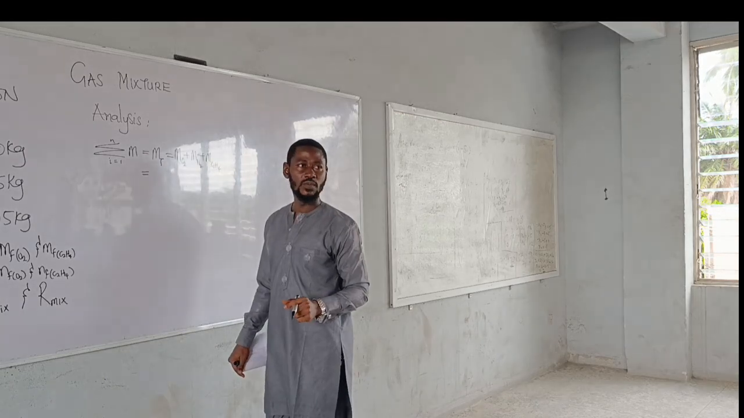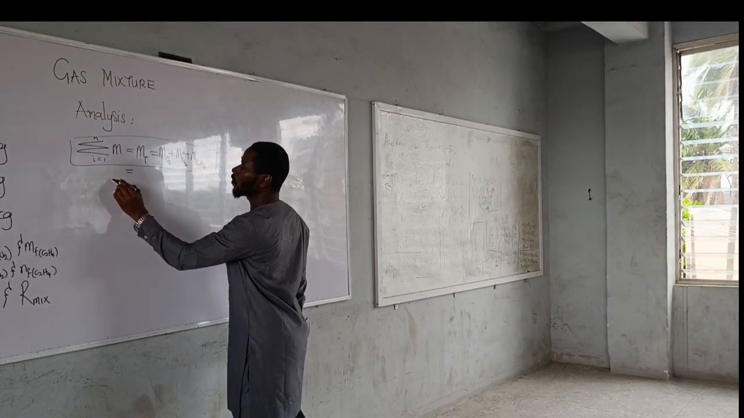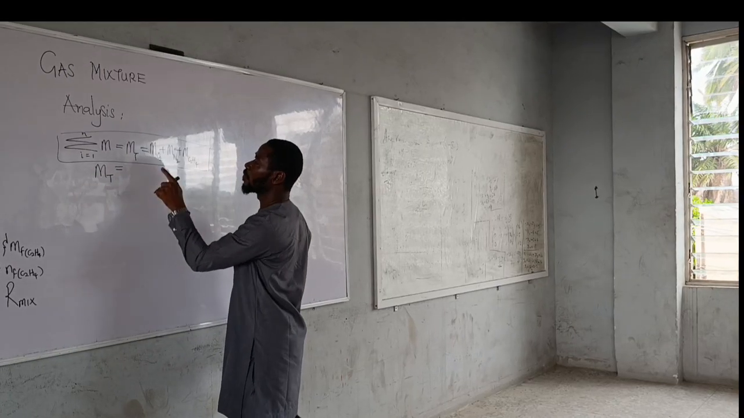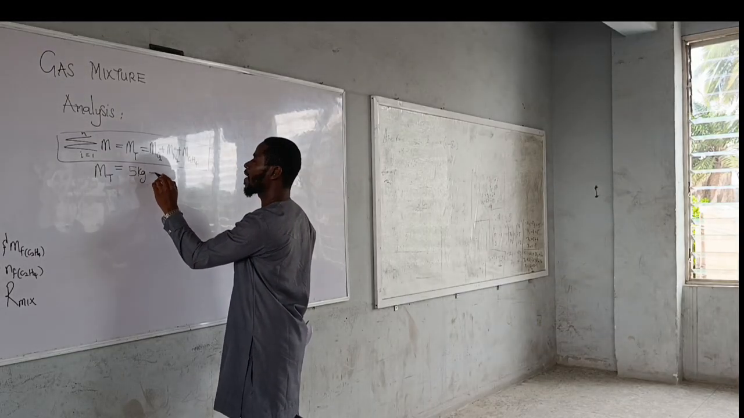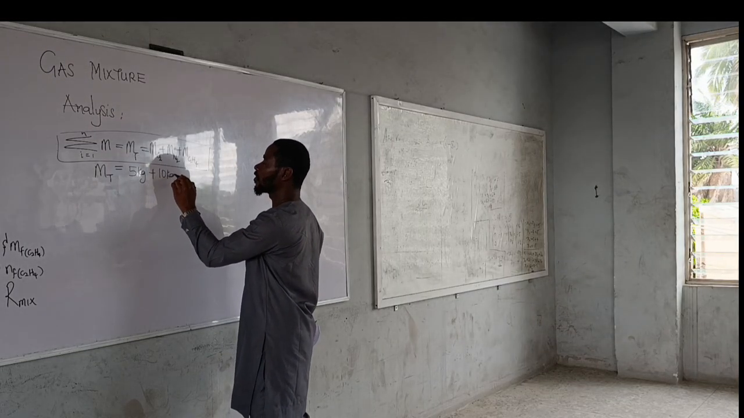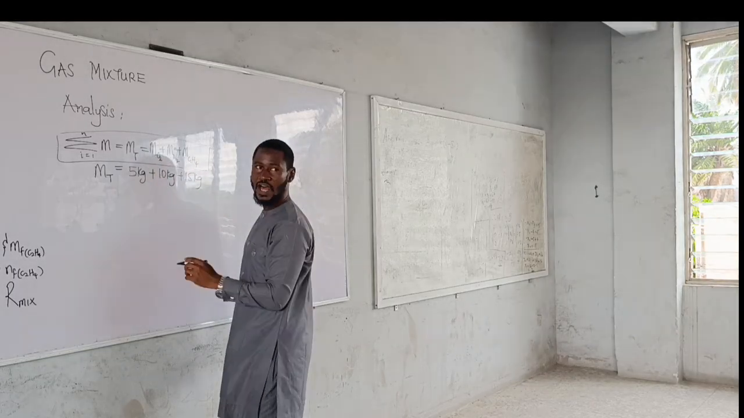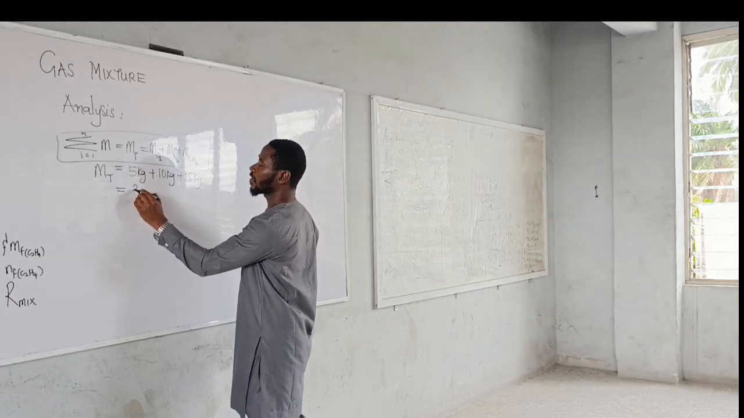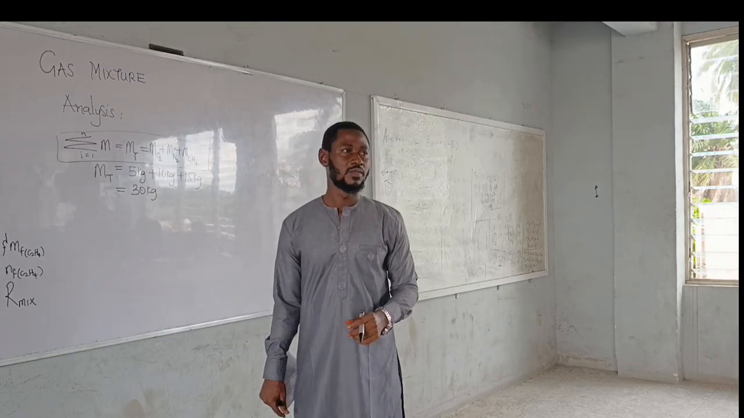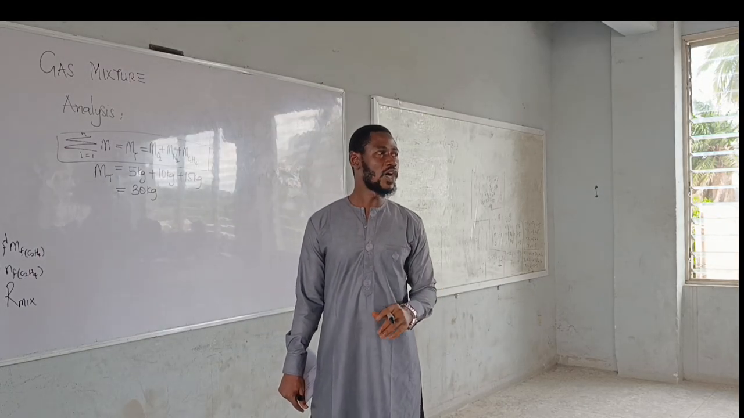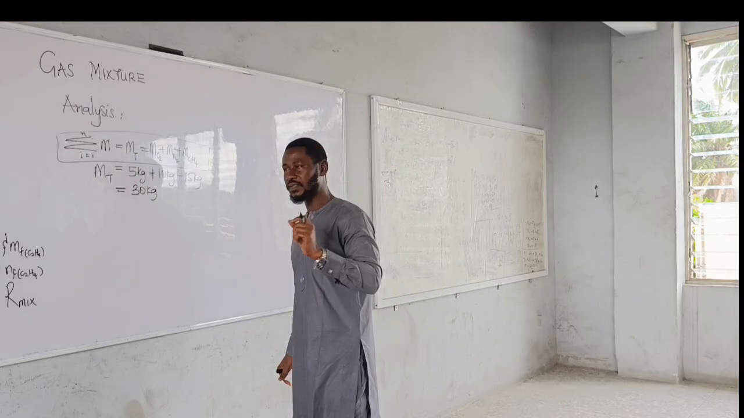Now, insert the value into this expression. So the total mass of the mixture becomes: mass of oxygen is given as 5 kg, mass of nitrogen is 10 kg, and that of C2H4 is given as 15 kg. So by the time we have all these values, we have 30 kg for the mass of the mixture. We are not yet there. What we are asked to determine is the mass fraction of each of the constituent gases.